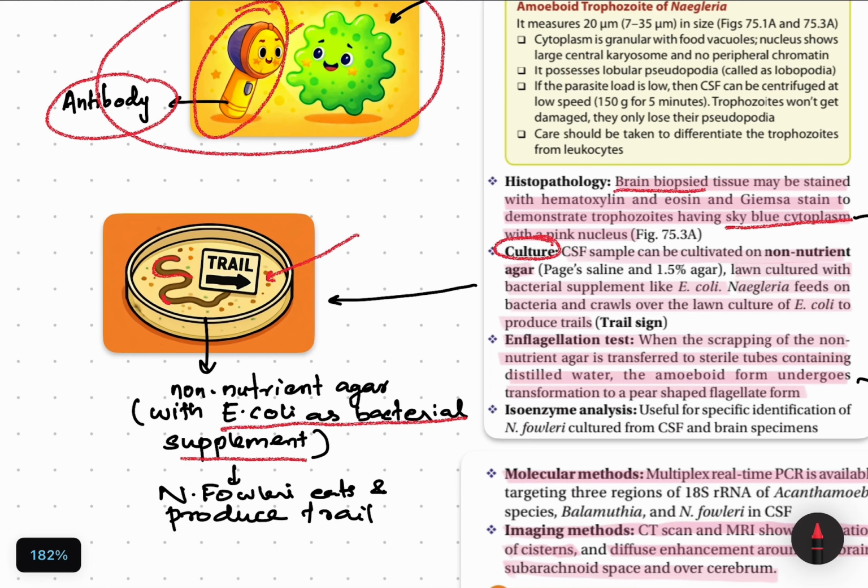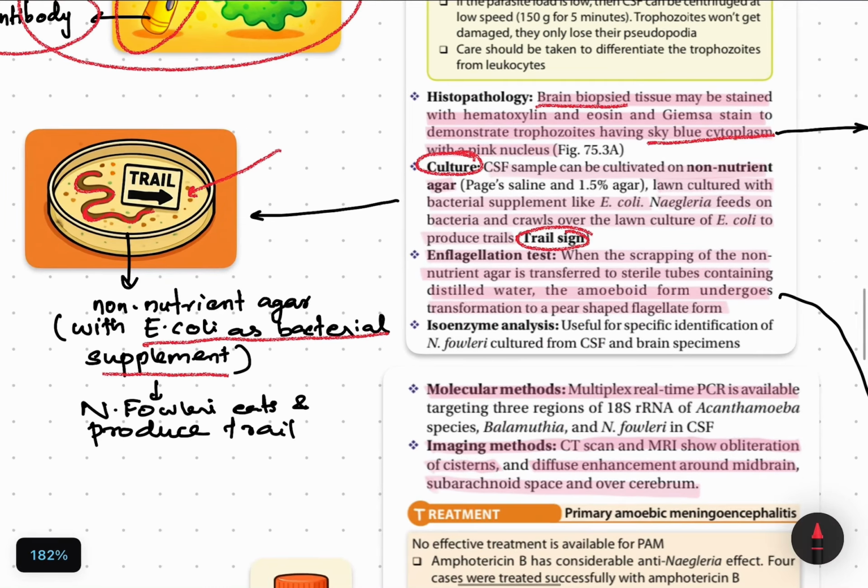This amoeba will feed on this E. coli, and while it is feeding, it will move in the form of a trail. So there is a trail sign. I want you to remember this culture plate with a trail sign on it. And also remember this is a non-nutrient agar, and I have supplemented E. coli as a food for the amoeba to grow. Naegleria fowleri will eat and produce a trail.